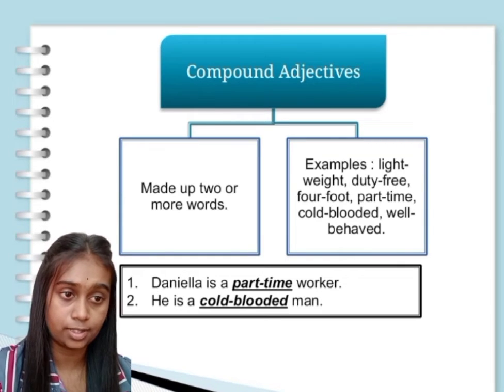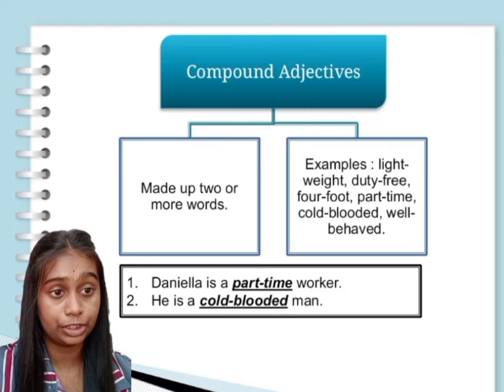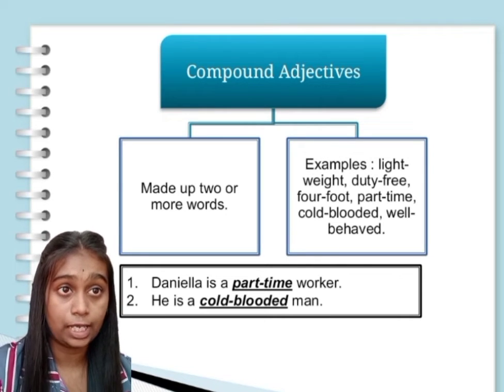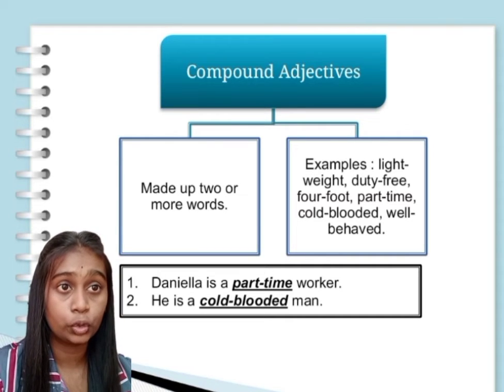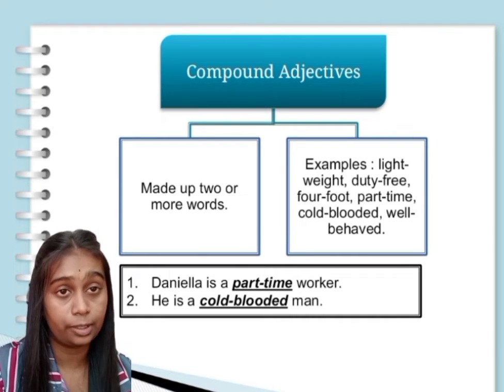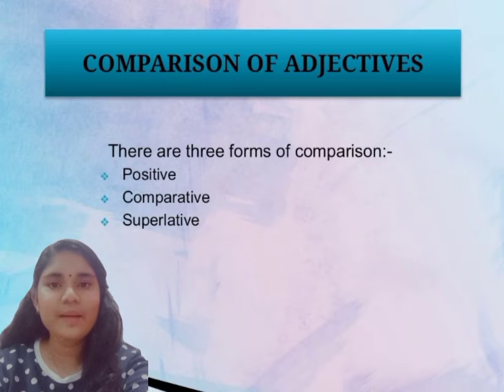Lastly, compound adjectives are made by combining two or more words that work together to modify the same noun, like lightweight, duty-free, part-time, cold-blooded, and well-behaved. The sentence examples are: Daniela is a part-time worker. He is a cold-blooded man.